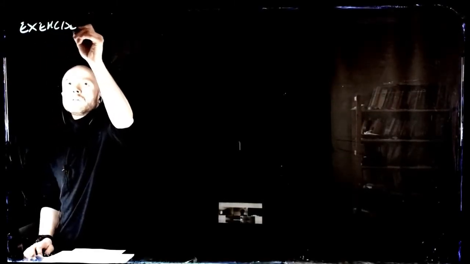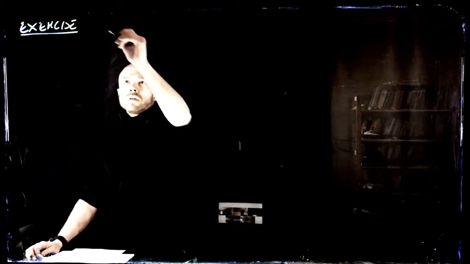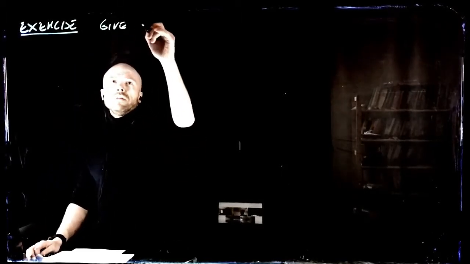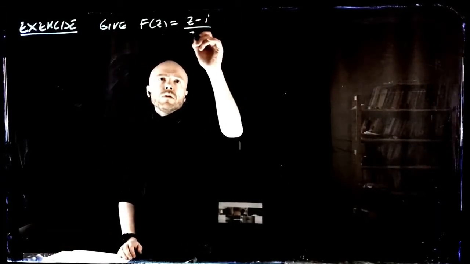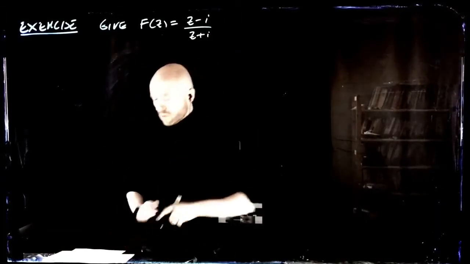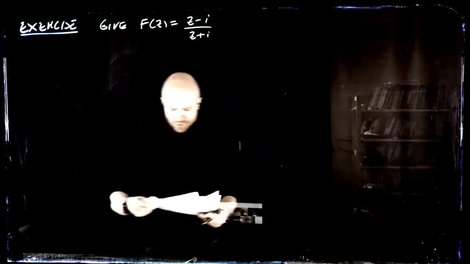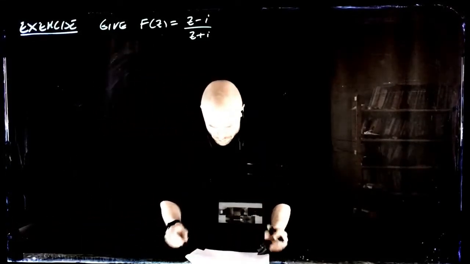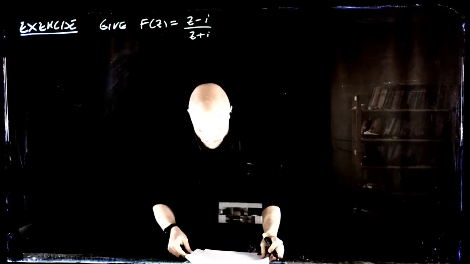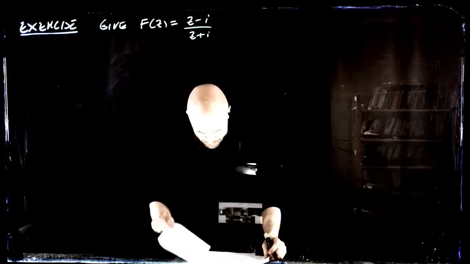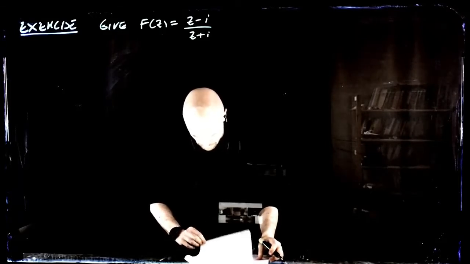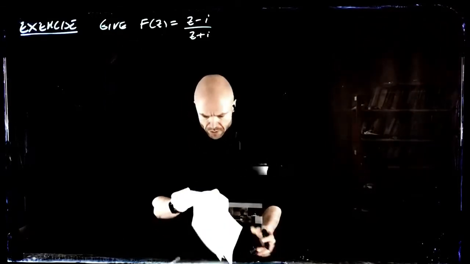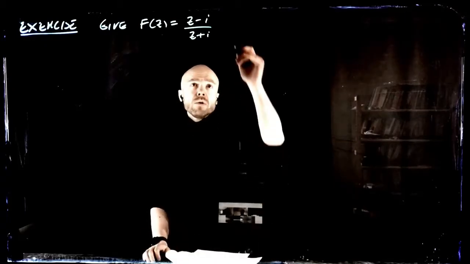Exercise. Given this Mobius transform, we are going to work out the image of various things using this guy. So the first thing we're going to work out, I believe, is a circle centered on 1 of radius 1.